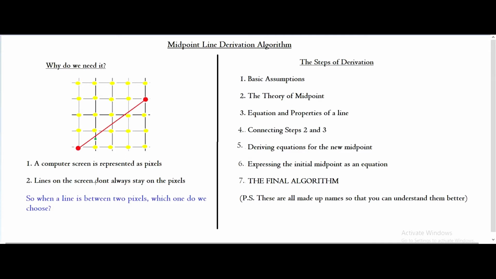And as programmers, we have to solve it by teaching the computer which pixel it should choose. So our line basically lies in the middle of two pixels. We can choose either this one or this one. And the midpoint line derivation algorithm is designed to help the computer choose the next pixel. I've listed 7 steps. So these are the 7 steps that I'm going to be describing in this tutorial. So let's get started.